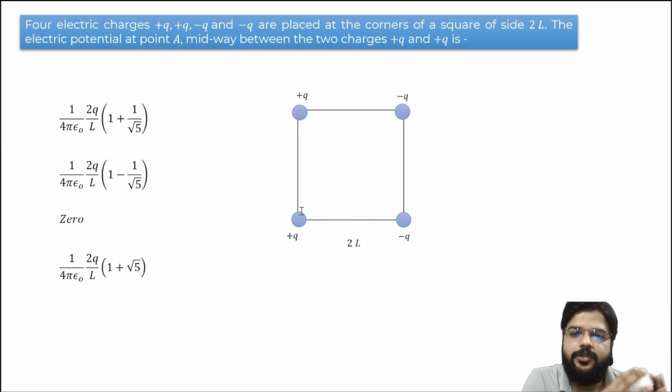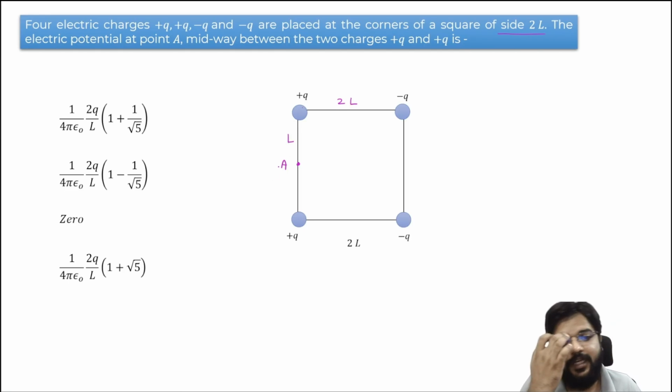Let's read one question, everyone, on the basis of this concept. Four electric charges plus q, minus q, minus q, and plus q are placed at the corner of the square of side 2L. The electric potential at point A, midway between the two charges plus q and plus q. So at this A point, we want potential, everyone. This A point is present between this plus q and plus q charge. Because side length of the square is given 2L, this distance is L, and distance between A and plus q is L.